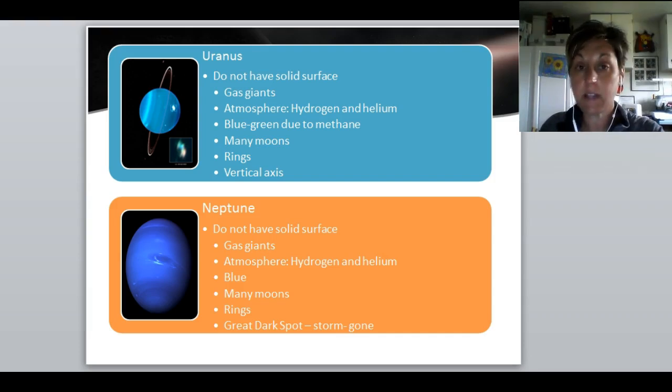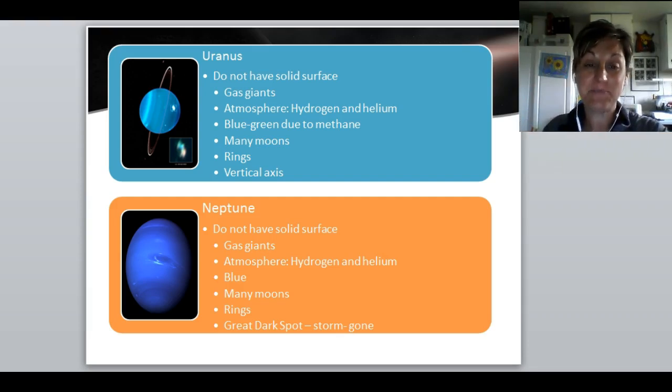It does not have a solid surface. Its atmosphere is mainly hydrogen and helium. It is blue-green in color because of the amount of methane that is found on Uranus. It has many moons. It also has rings, which aren't always visible. And it has a vertical axis, which means that it's not tilted just slightly. It's tilted on its side. So it's like an east-west axis rather than a north-south one.